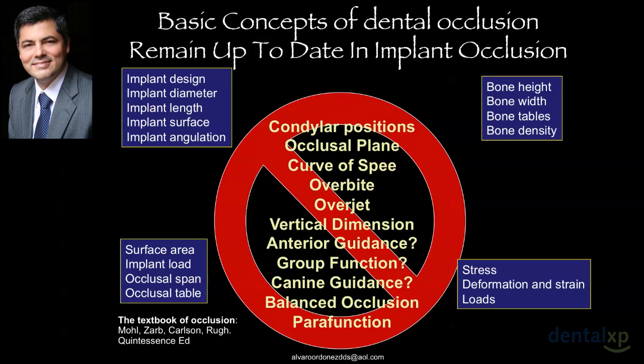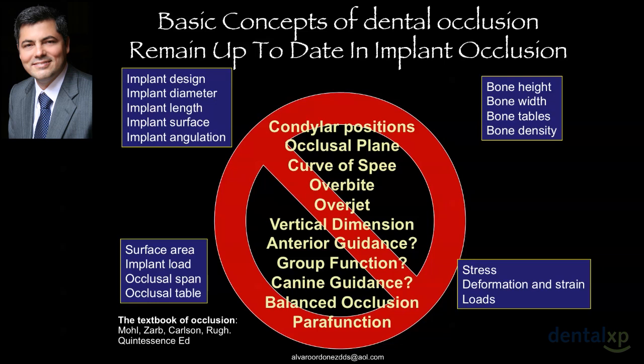Now, if we're working with implant patients, we need to bring 4 additional aspects to the equation. One aspect would be related to the implant. What kind of implant design are we going to utilize? What kind of implant diameter is the right one for that specific site and why? What kind of implant length? What kind of surface are we going to utilize? And what kind of angulation are we going to give to our implant?